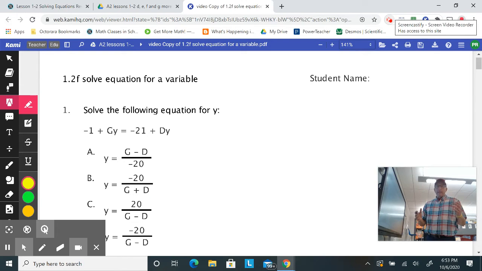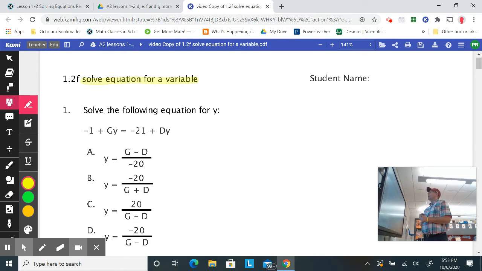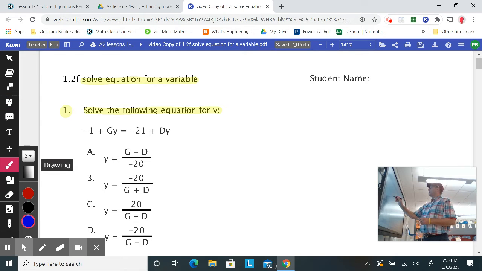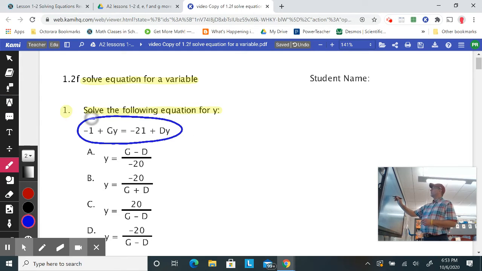All right, ladies and gentlemen, in this video, we're going to solve equations for a specific variable. That's the title of it. And in number one, it says solve the following equation for y. The equation we're looking at is this equation right here, and it's a multiple choice question.